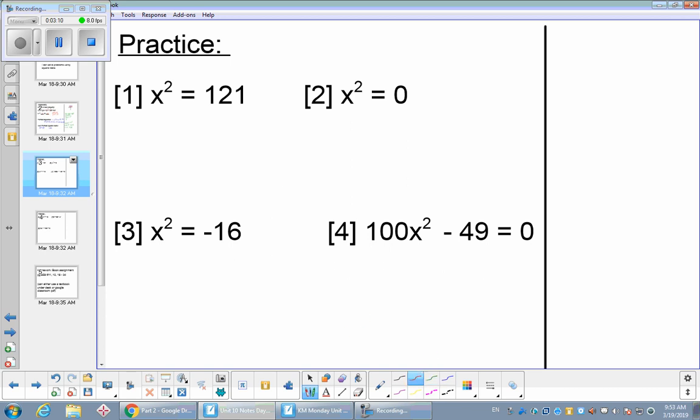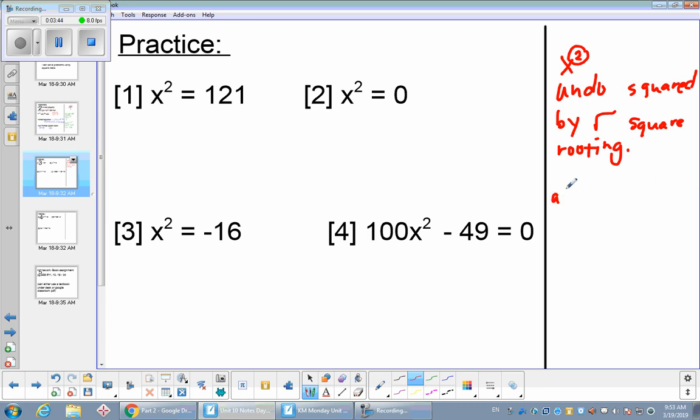All right, so let's make another little note on the side here. To undo a square, we square root, and that's called square rooting. So the goal is also to always get the x squared alone. So always get x squared alone before square rooting.